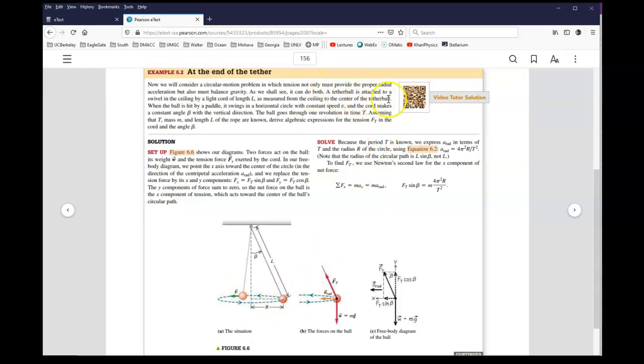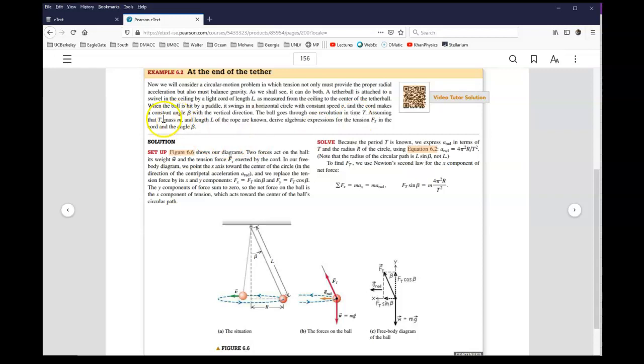A tetherball is attached to a swivel in the ceiling by a light cord of length L, here is the L right here, as measured from the ceiling to the center of the tetherball. When the ball is hit by a paddle, it swings in a horizontal circle with a constant velocity v. Remember, we say constant speed, not constant velocity, because it's changing direction. So the velocity is not constant, but the speed is. You get that? All right.